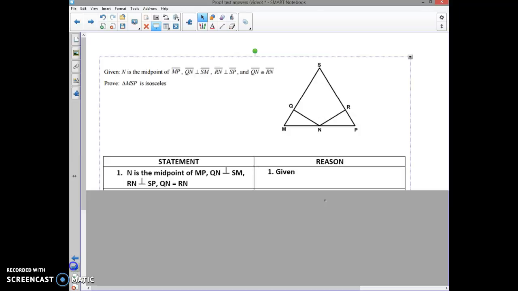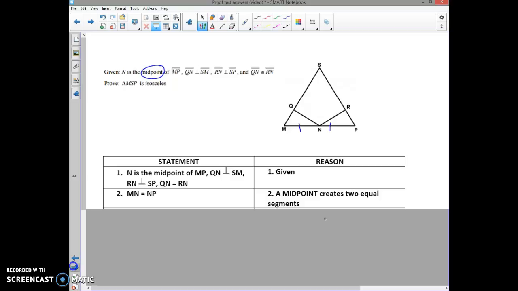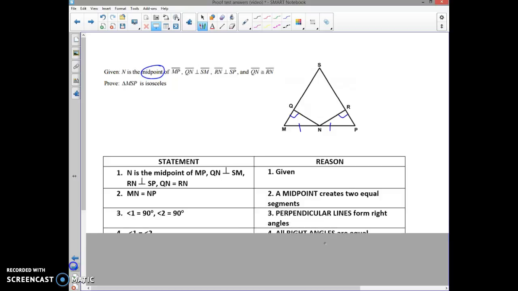Perpendicular is one that we've already seen. I expect you to mark the pictures. Midpoint. MN is equal to MN. MN is equal to NP. A midpoint creates two equal segments. Perpendicular, we've already talked about. Perpendicular lines create 90-degree angles that are equal. You know that QN, which is here, is equal to RN, which is here.